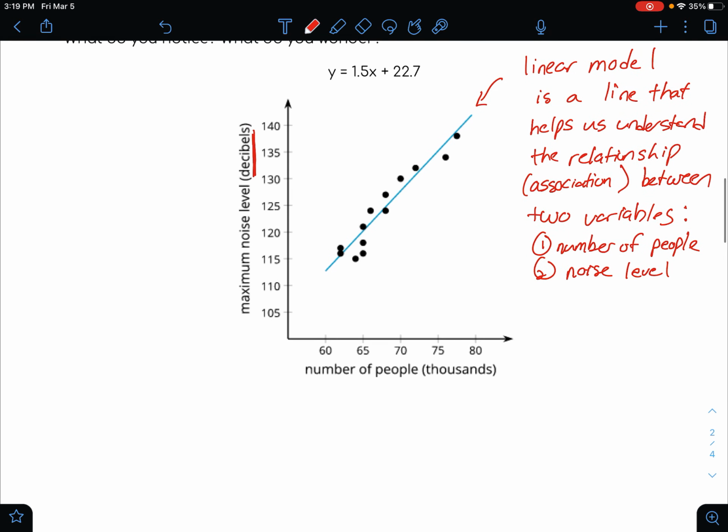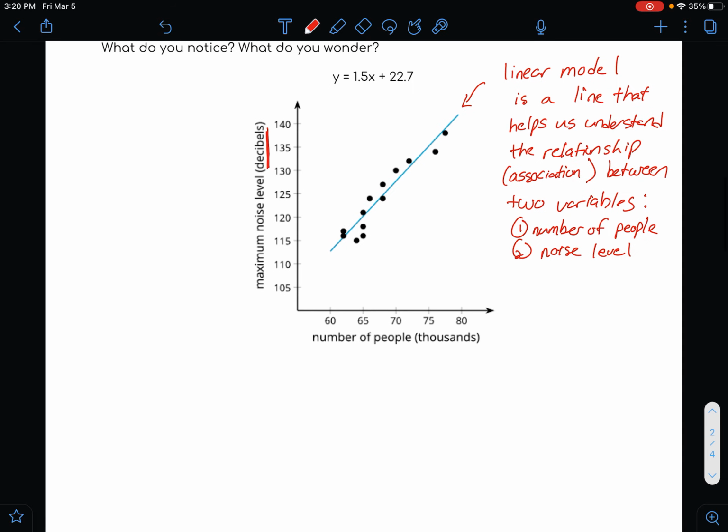If you ever watch a football game or a soccer game, or maybe sometimes a baseball game, but most often it's football or soccer, when it gets really loud, they'll put the decibel meter up so that you know how loud it is in the stadium, and it can get pretty dangerous if it gets too loud over a period of time. It can affect your hearing, so that's something that they monitor.